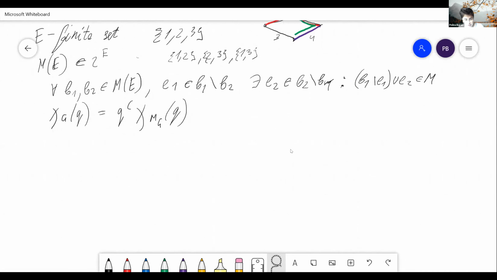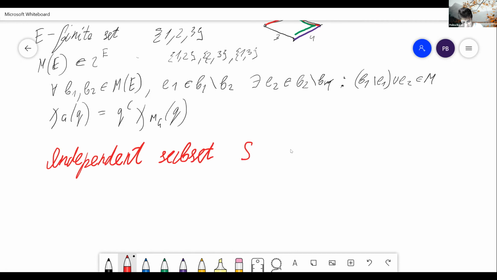Right, so now we have defined the matroid, and I also want everyone to keep in mind the definition of an independent subset, which is a very important one. So an independent subset S is a subset of a matroid. So independent subsets, in other words, are those that belong to the matroid.